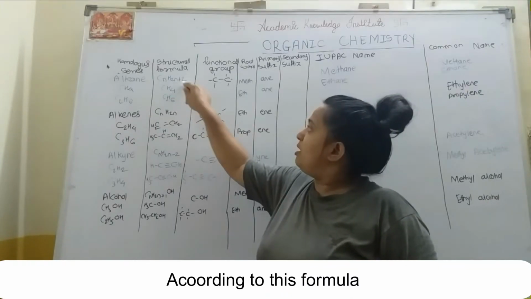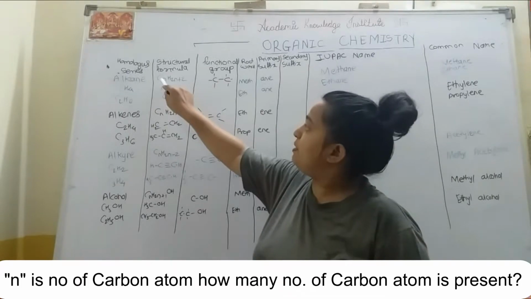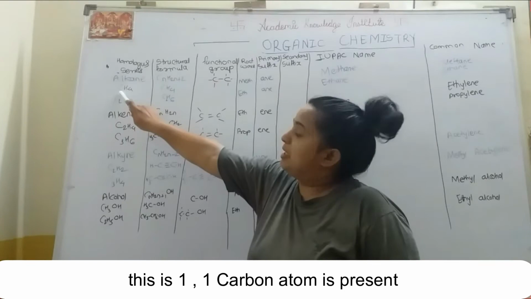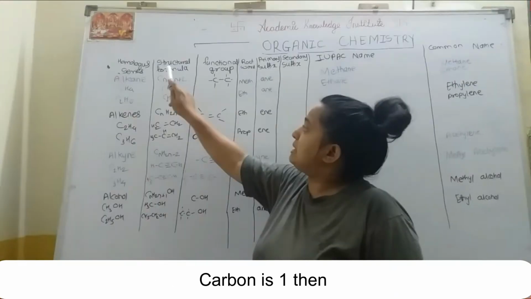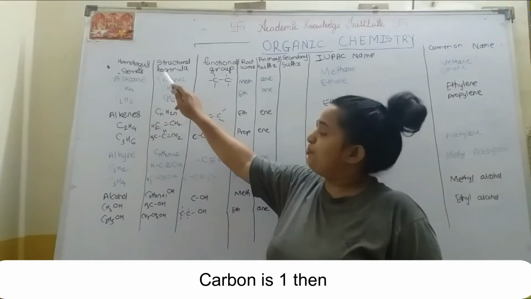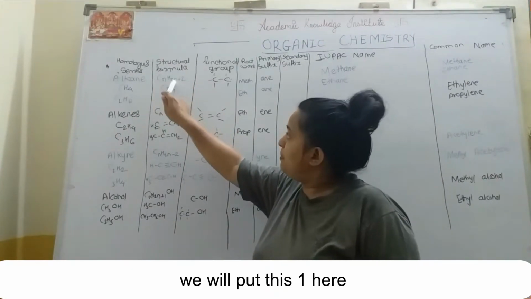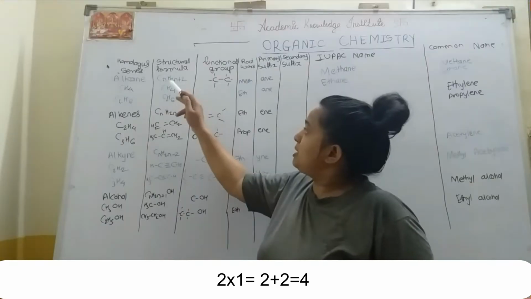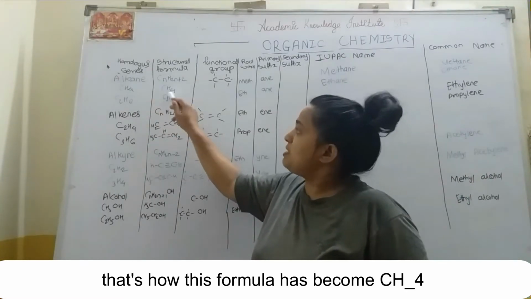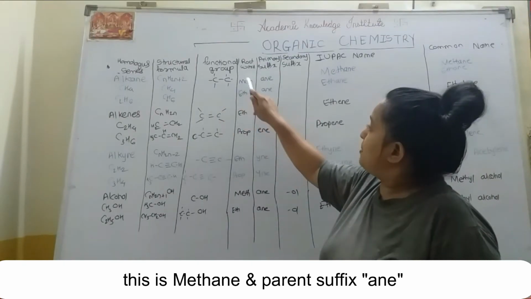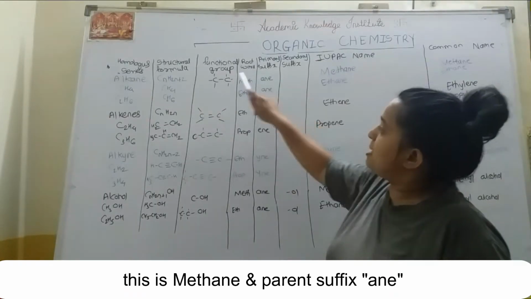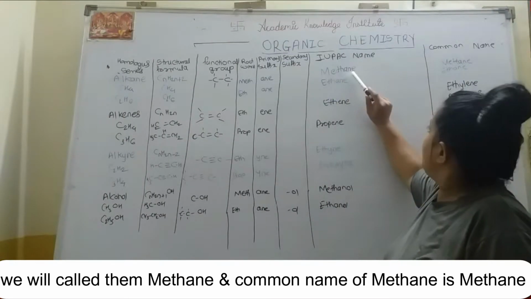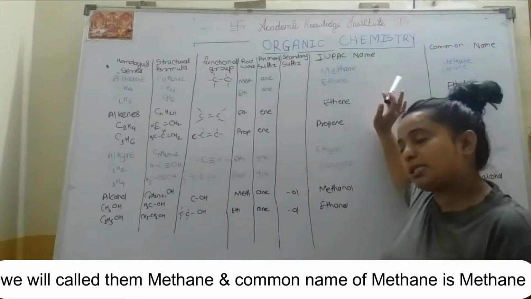According to this formula, in this n we put the number of carbon atoms. How many carbon atoms are present? Only 1 carbon atom is present, so n is 1. Then we put this 1 here: 2 into 1 is 2, plus 2 is 4. That's why this formula has become CH4. Then this becomes meth, that is methane, with the primary suffix ane of alkane. We call it methane, and the common name of methane is methane only.